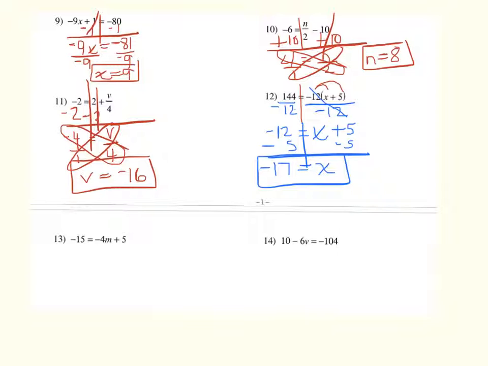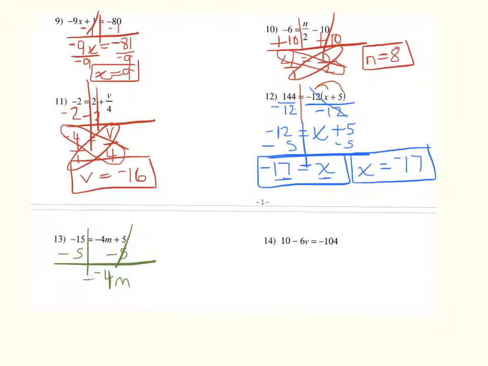And if you've noticed, sometimes when I have the x on this side and the number on this side, I can just as easily switch that around, put my variable on the left and my answer on the right, my solution. Number 13. I'm going to add 5 to both, I'm sorry, you're right, good listening. I'm going to subtract 5 from both sides, cancel, leaving me with -4m equal to -20. I'm going to divide both sides by -4, leaving me with m is equal to +5.